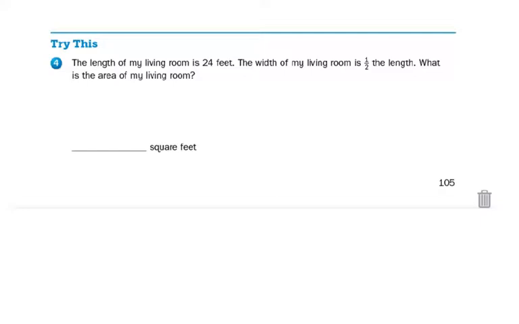And try this at the bottom of your page. Let's go ahead and draw a picture. The length of my living room is 24 feet. So let's draw the living room.